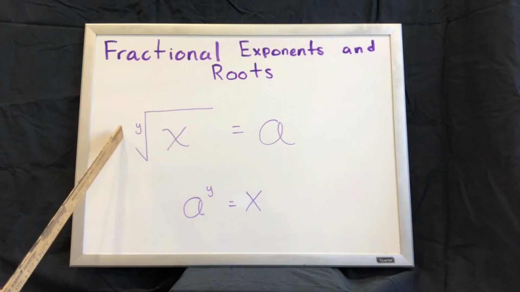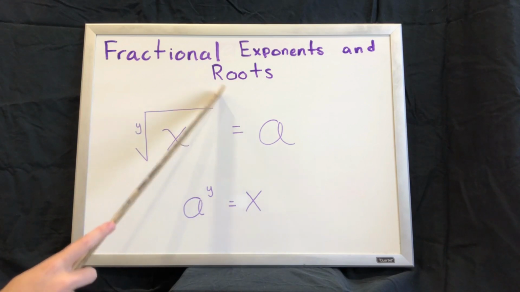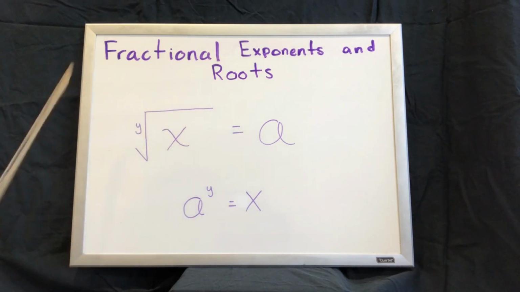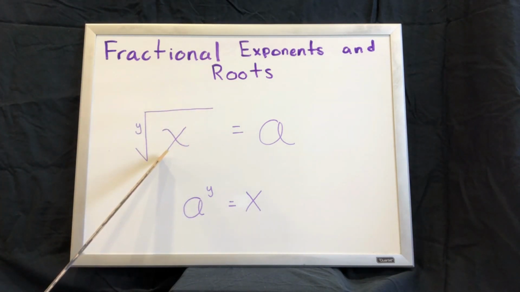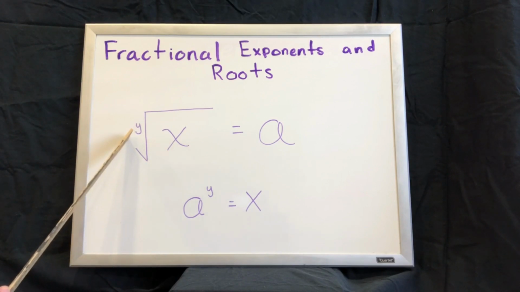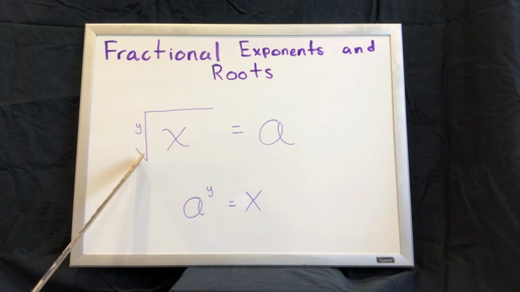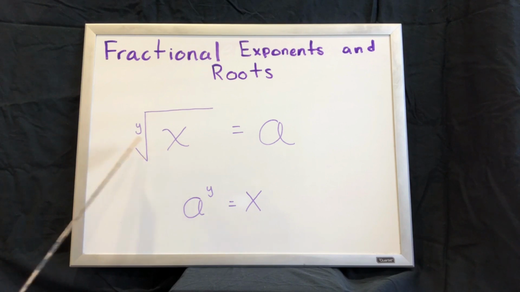This is the yth root of x. In this radical, the whole thing is called the radical, x is called the radicand, y is called the index, and this sign here is a radical sign. If no index is specified, we can assume that the index is 2.